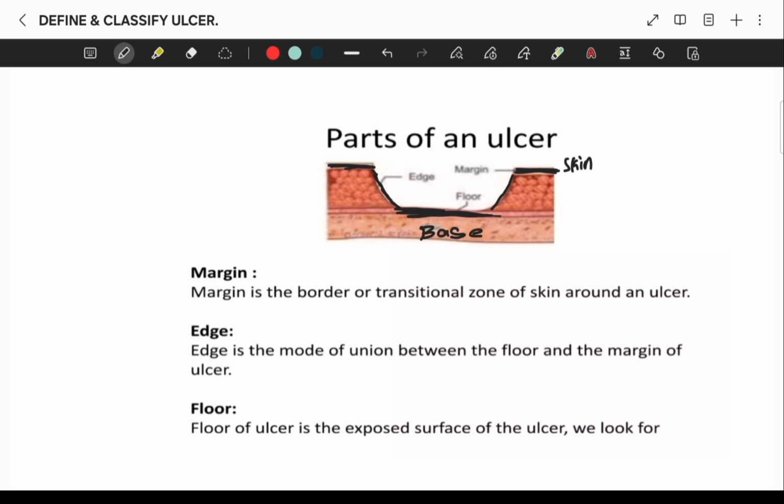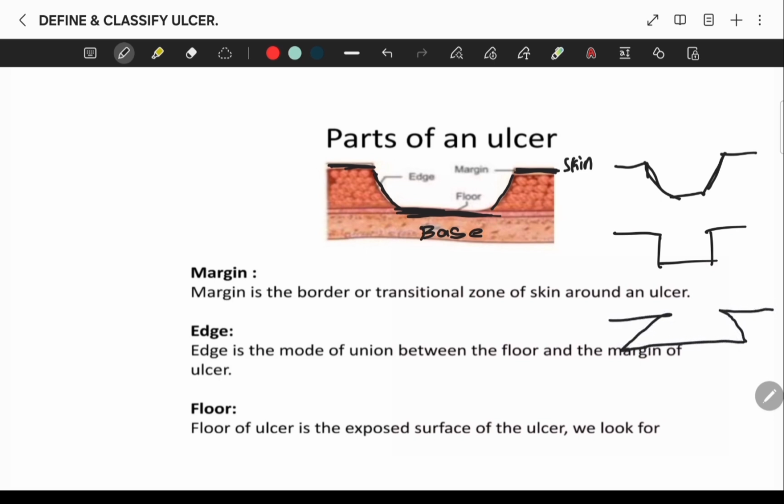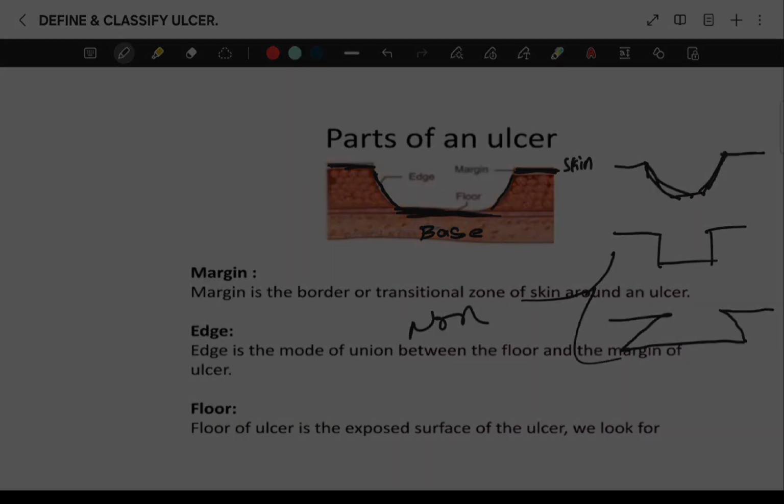Based on edges, the ulcers are divided into different types. If the edges are sloping edges, it means a healing ulcer. If the edges are punched out, it is a non-healing ulcer. If the edges are undermined, we can see it in the tuberculosis ulcer. These are examples of non-healing ulcer, while sloping edges mean a healing ulcer. Based on the type of edges, the ulcers are classified further. We will discuss them later in an upcoming video.